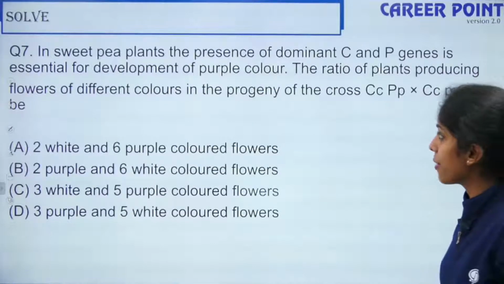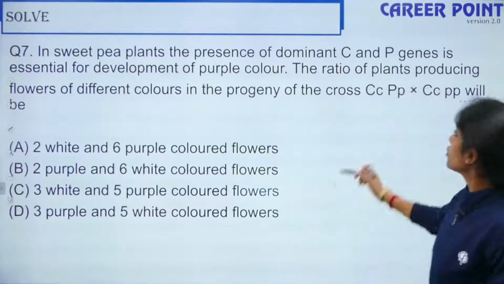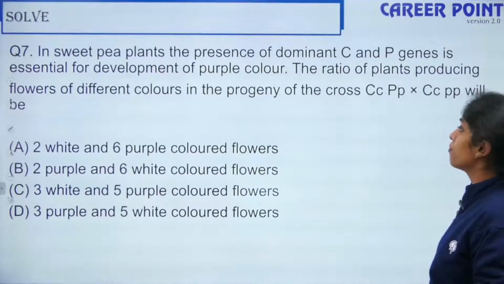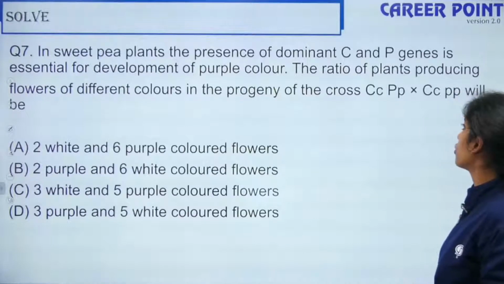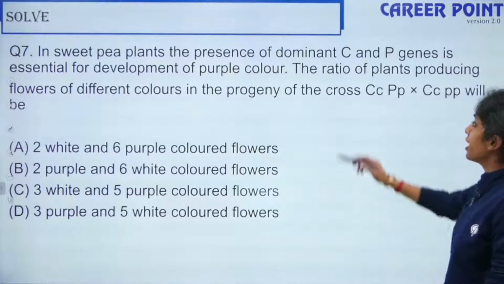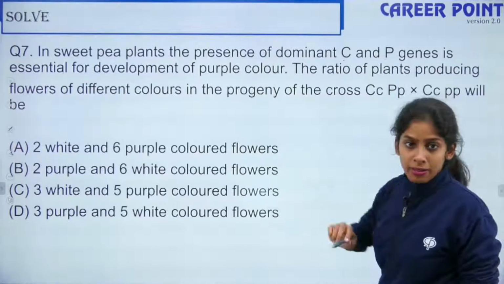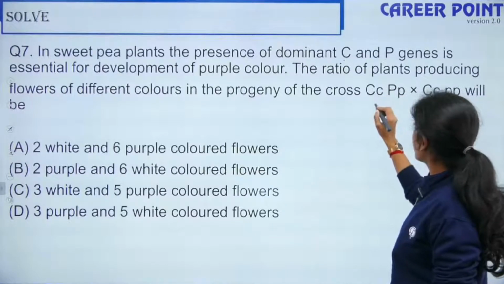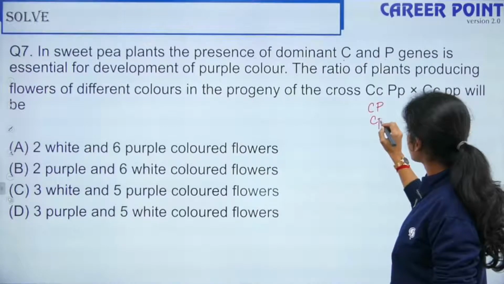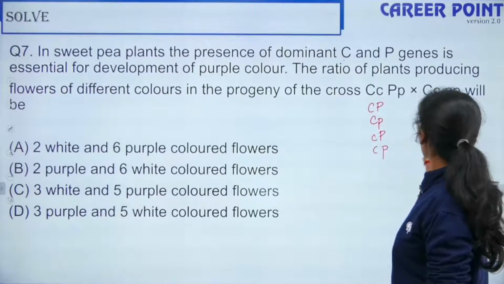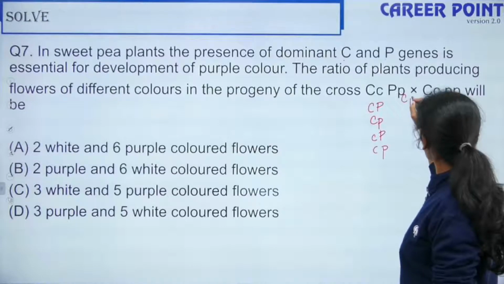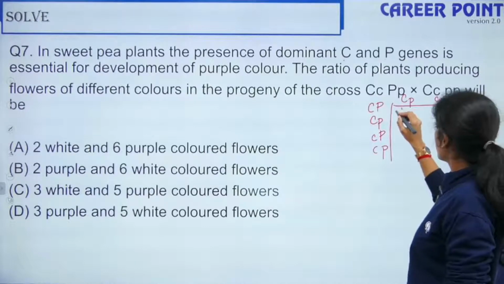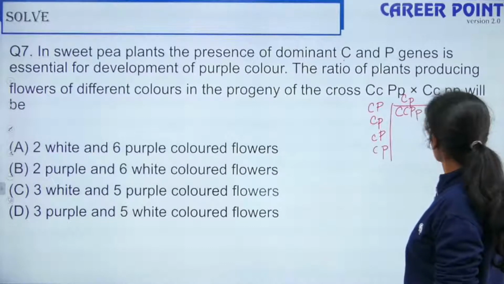So question number 7, in sweet pea plants, the presence of dominant C and P genes is essential for the development of purple color. The ratio of plants producing flowers of different colors in the progeny of the cross will be, okay? So you need capital C and capital P to produce purple color, right? Here the parents are given, and here the gametes will be this, but here the gamete is only two, right? So you can do the cross and find out. Here it will be capital C, capital P, small p.